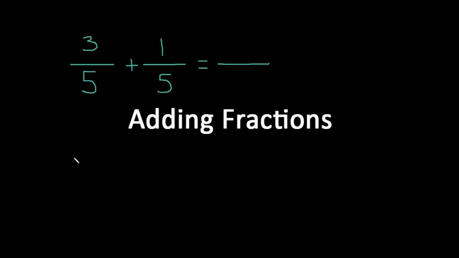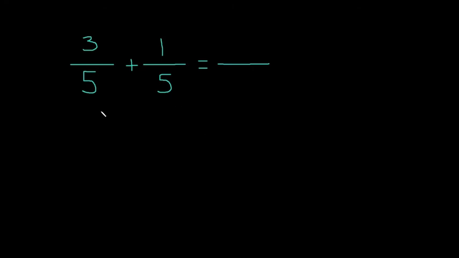So let's add some fractions that have like denominators. In order to add and subtract fractions, you must have a like or common denominator. The denominator stays the same, and we simply add the top numbers. So 3/5 plus 1/5 equals 4/5, and that's a proper fraction. Let's try another.